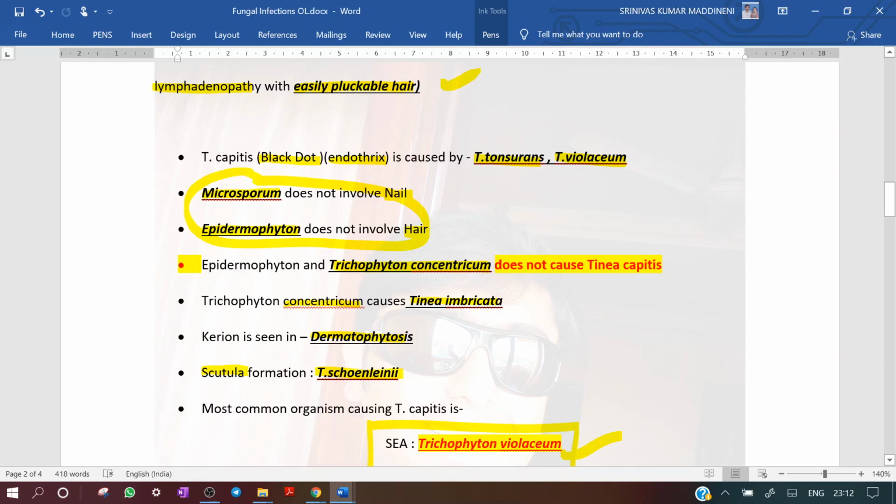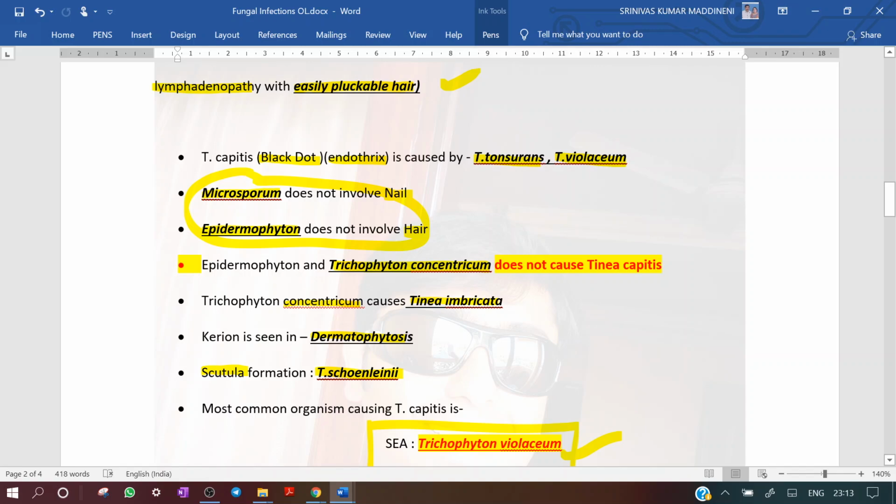The black dot variant is also called endothrix, and is caused by Trichophyton tonsurans and Trichophyton violaceum. And these are rules: Microsporum will not involve nail, Epidermophyton will not involve hair. Trichophyton will involve all three structures, nail, hair and skin, but among these, concentricum is the one which does not cause tinea capitis. And remember this is an important question, Trichophyton concentricum causes tinea imbricata.